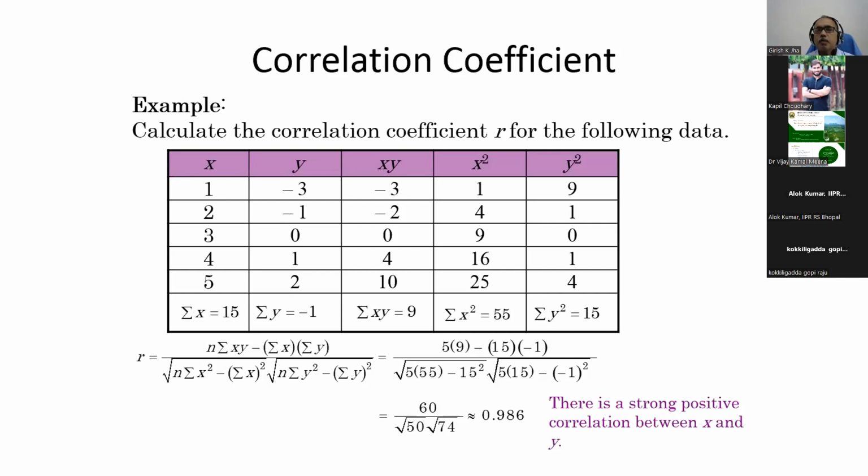So correlation is simply a linear relationship between any variables, and the correlation coefficient indicates the strength, that is the magnitude, as well as the direction of that relationship. Fine. So if the correlation coefficient comes 0.986 and it is positive, naturally you will say that there is a strong positive correlation. Strong means it's close to 1, between x and y.